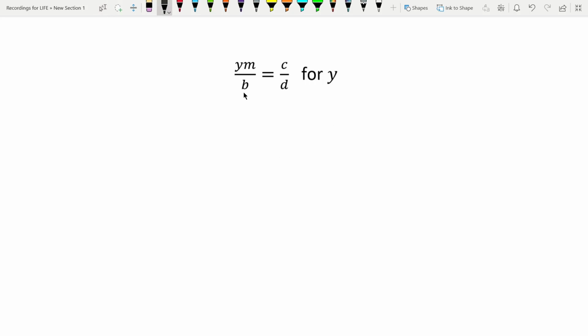All we want to do here is solve for y. In other words, get y by itself. So we're going to think of m, b, c, and d, these just as numbers. So here we have y multiplying some number and divided by some number. I'm going to get y by itself.